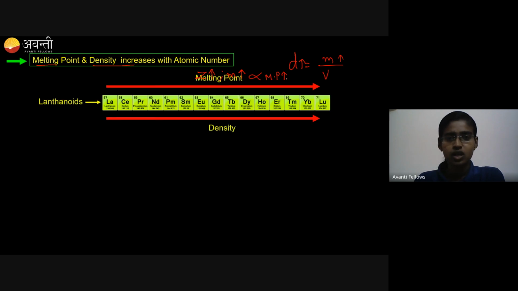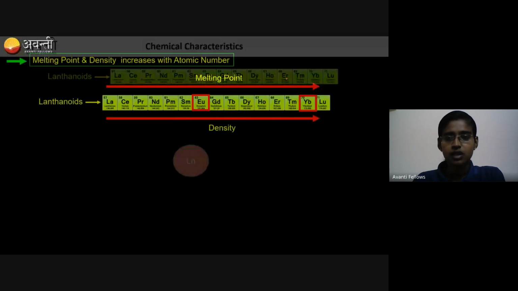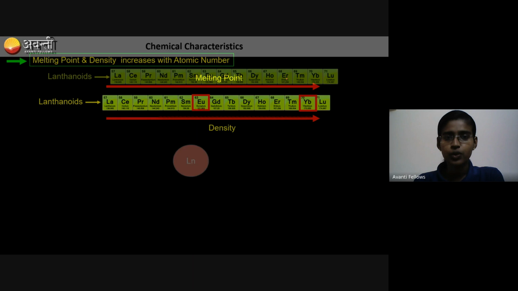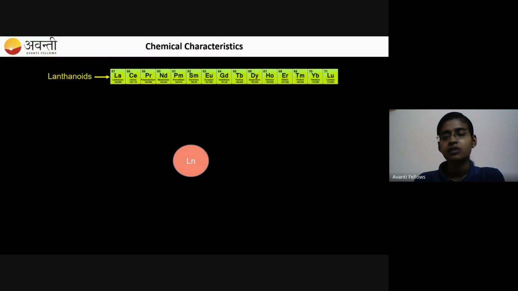So this is the order, directly proportional order. For europium and ytterbium, again half-filled and fully filled configuration, they have a very high melting point. They will not melt so easily since they are very stable. Now coming to the chemical properties, or the chemical characteristics, of lanthanides.